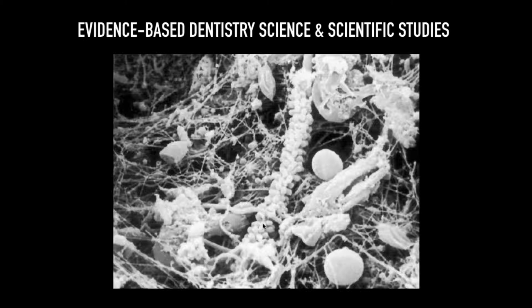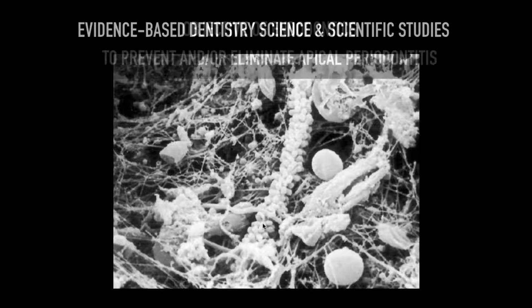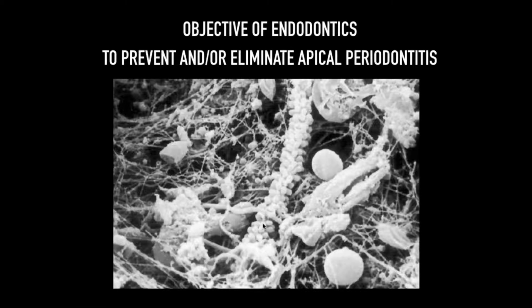And in a germ-free environment, they didn't develop any apical periodontitis. But as soon as they introduced bacteria, that's when things went haywire. That's when apical periodontitis began, and that's what we're trying to eliminate. And of course, if it doesn't exist, we want to prevent it.